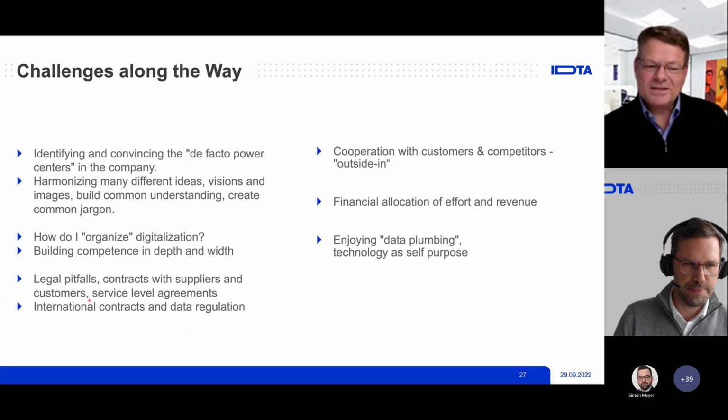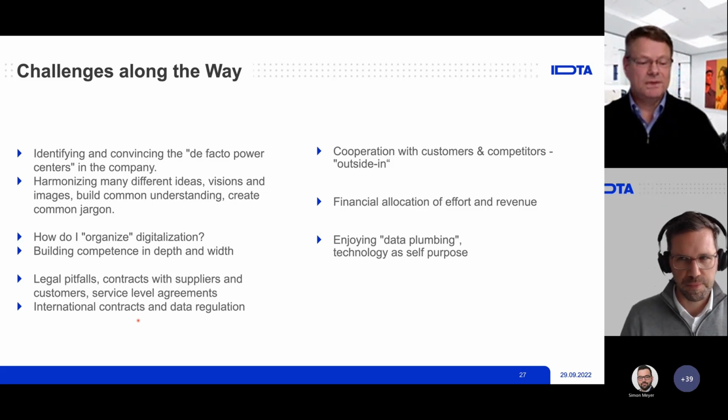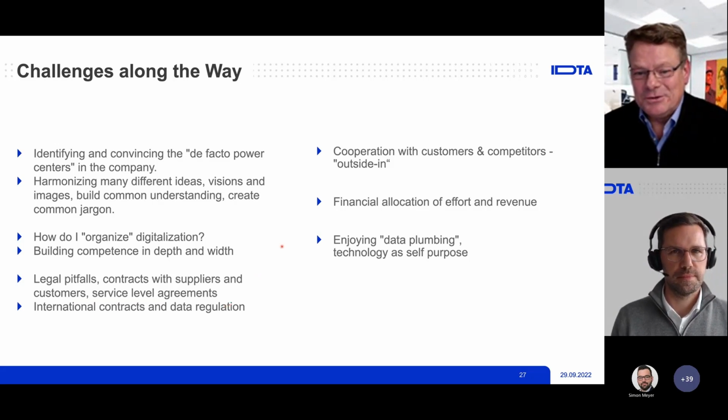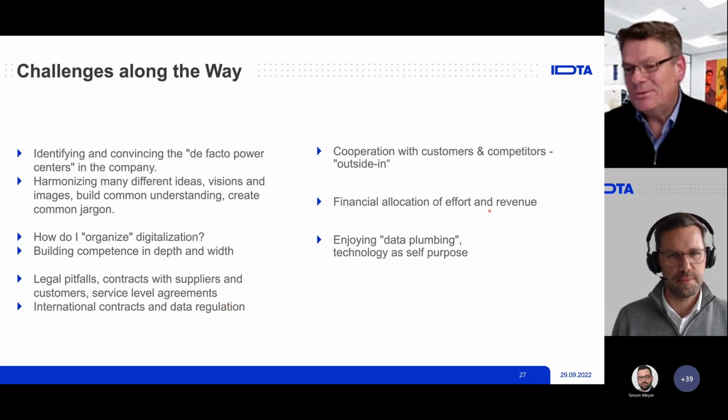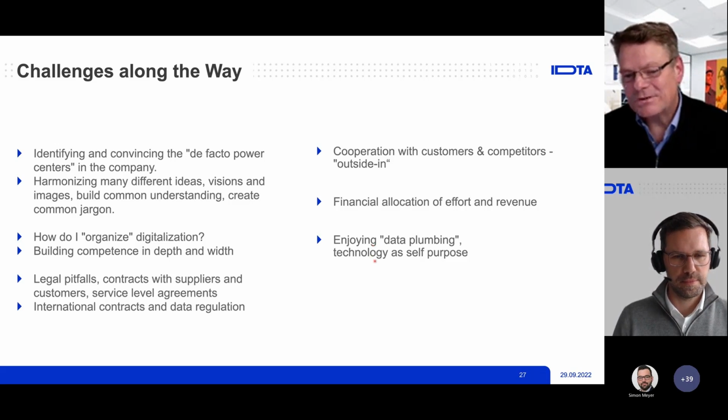You will find tricky situations around legal questions, contracts, service level agreements that maybe you have never discussed before. Also, the contracts might be international if your partner sits in the UK and there is no common legal space anymore with the British friends. You will have some questions about who will benefit from the results of what you are doing.